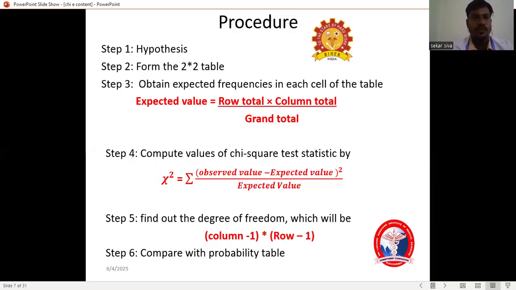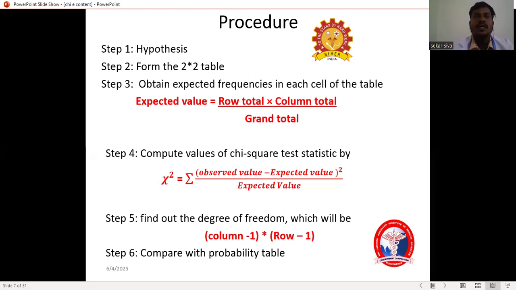Okay. Step 4, you have to substitute the values into the chi-square formula. The chi-square is equal to summation of observed value minus expected value, the whole square divided by expected value. This is our chi-square test statistic formula. Don't forget: chi-square is equal to summation of observed value minus expected value, the whole square divided by expected value. Already we know the observed value. We have to find the expected value from the observed value and then divide by expected value.